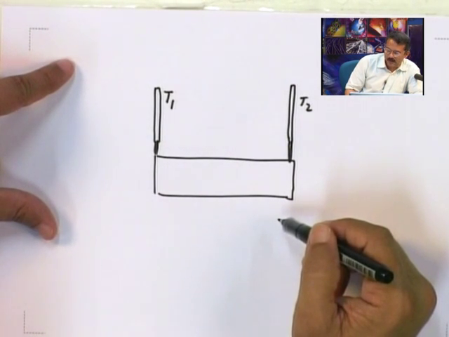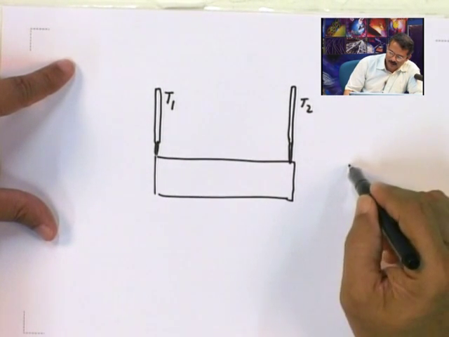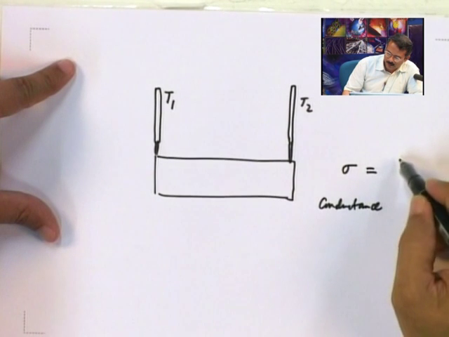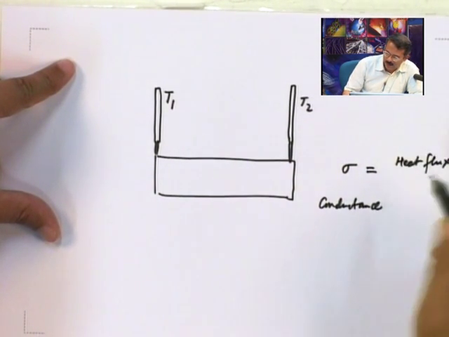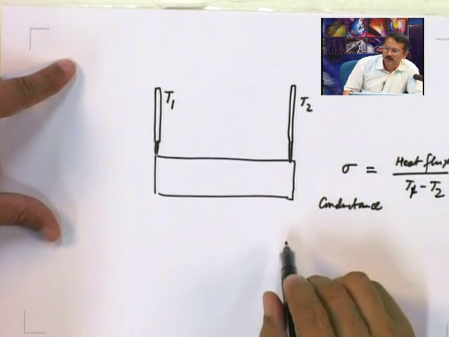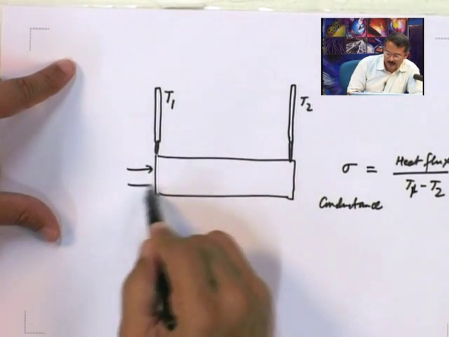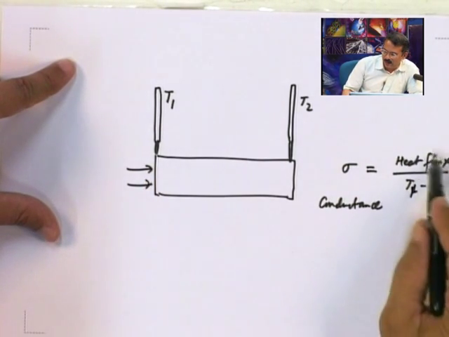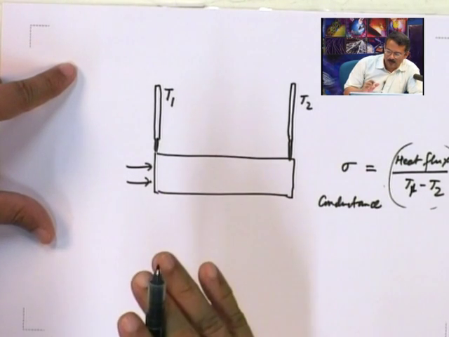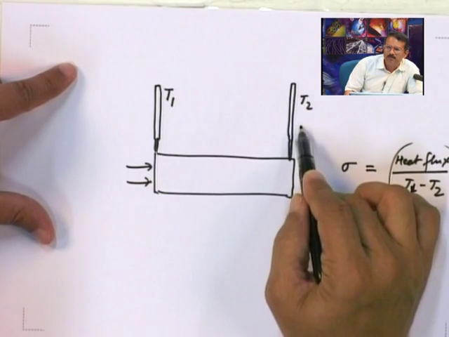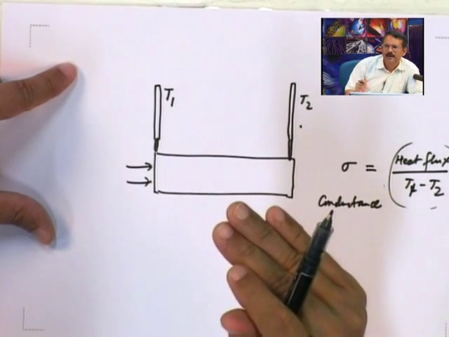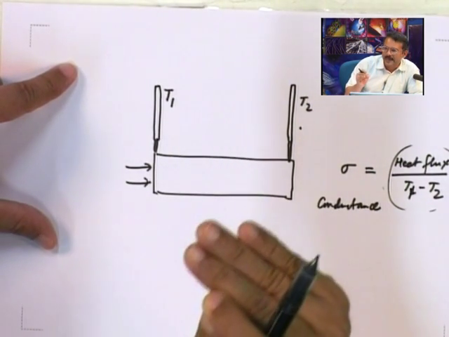Now you know the thermal conductance of the sample is obtained by, if I use the term sigma to represent conductance, then it is equal to heat flux divided by T1 minus T2, the temperature difference. So you will measure the heat flux, and you will measure the temperatures T1 and T2, and then you will put it in this formula and calculate the conductivity. Now here, a systematic error can be, maybe thermometer 2 has a tendency to provide a slightly higher reading than it actually is. It can be an error in thermometer 2 that it always tends to give you a slightly higher reading than the actual temperature.